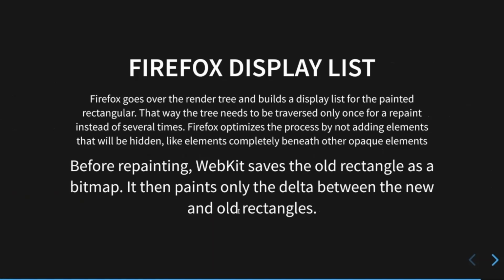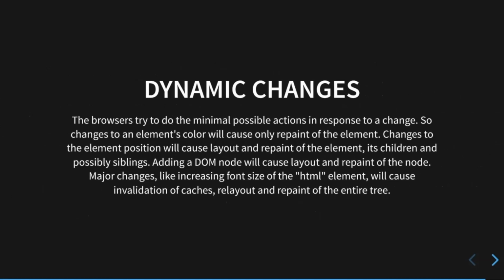Firefox display list. Firefox goes over the render tree and builds a display list for the painted rectangle. That way the tree needs to be traversed only once for a paint instead of several times. Firefox optimizes the process by not adding elements that will be hidden, like elements completely beneath other opaque elements. Before painting, WebKit saves the old rectangle as a bitmap. It then paints only the delta between the new and old rectangles.